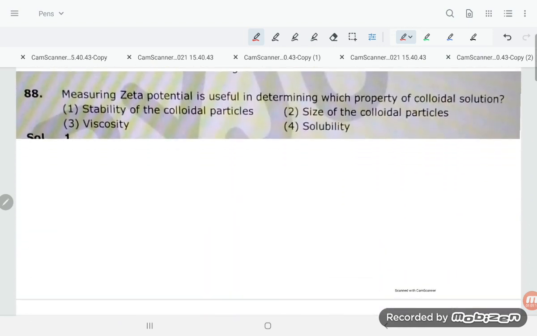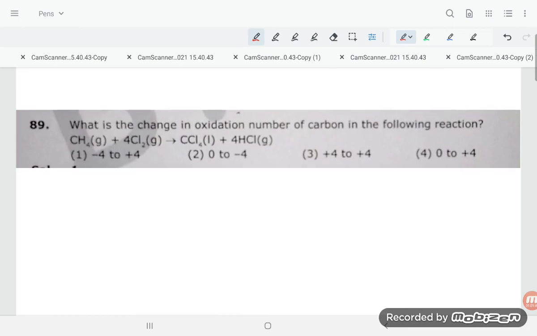Measuring zeta potential is used to determine which property of the colloid? So the stability of a colloidal particle can be measured by the zeta potential. A large positive or negative value of zeta potential indicates good stability of the colloidal particles. Now let us have 89.